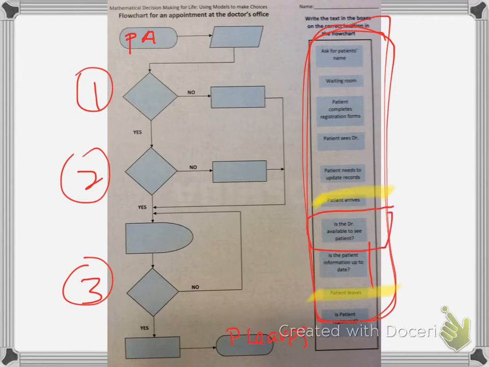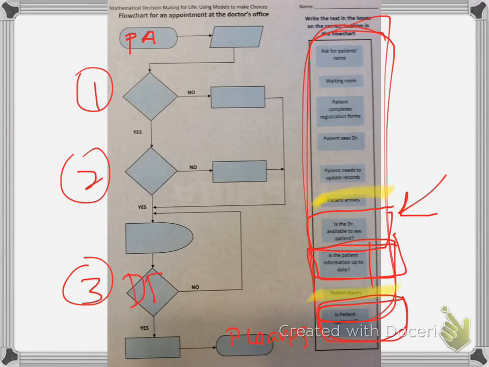So is the doctor available to see patients? Is the patient's information up to date? And is the patient registered? So if I go to the doctor's office, I'm going to decide which one of those things are first, second, and third. Well, the very last thing that's going to happen is I'm going to hopefully see a doctor. But I think that that's going to be number 3, is the doctor available. So I'm going to put doctor available for this one.